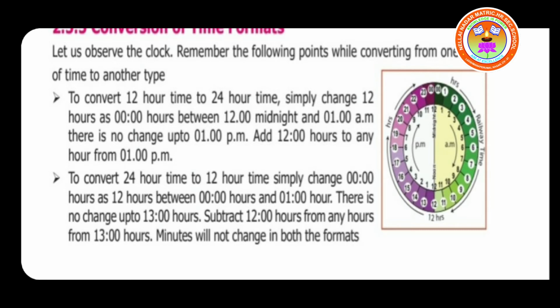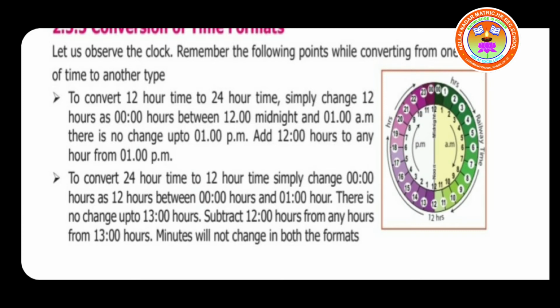But for PM, like 1 PM, you add 12. So 12 plus 1, 13. 2 PM means 14. So therefore PM won't come. Instead of that, in the 24-hour format they add the numbers, that is, add 12. Okay, to convert 24-hour time to 12-hour time, the first thing was converting from 12 to 24, where you add 12. From 24 to 12, there is no change up to 13 hours, and after that you have to subtract 12. When it is PM, you have to subtract 12 hours from any hour.